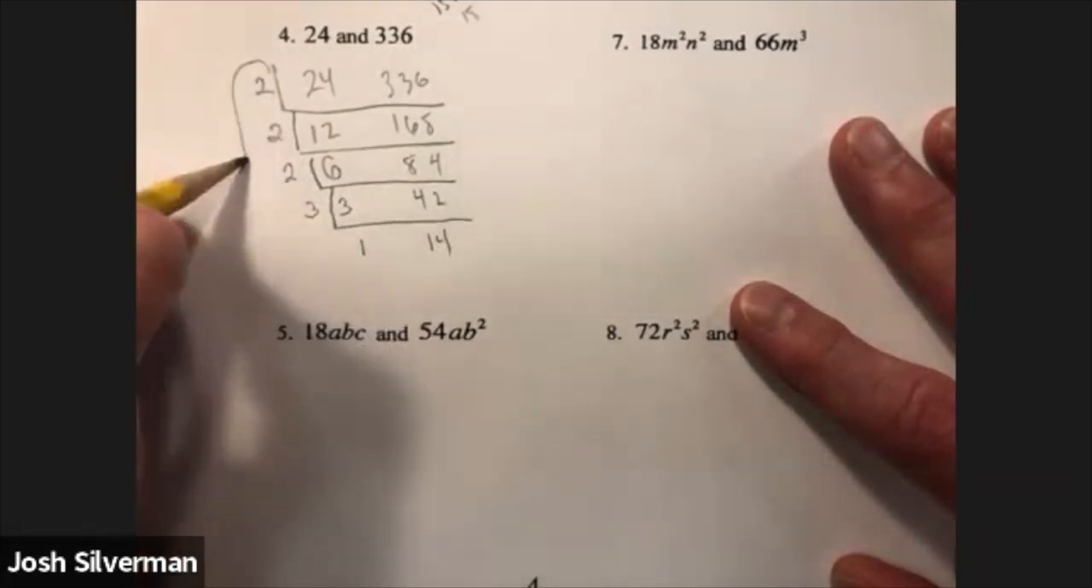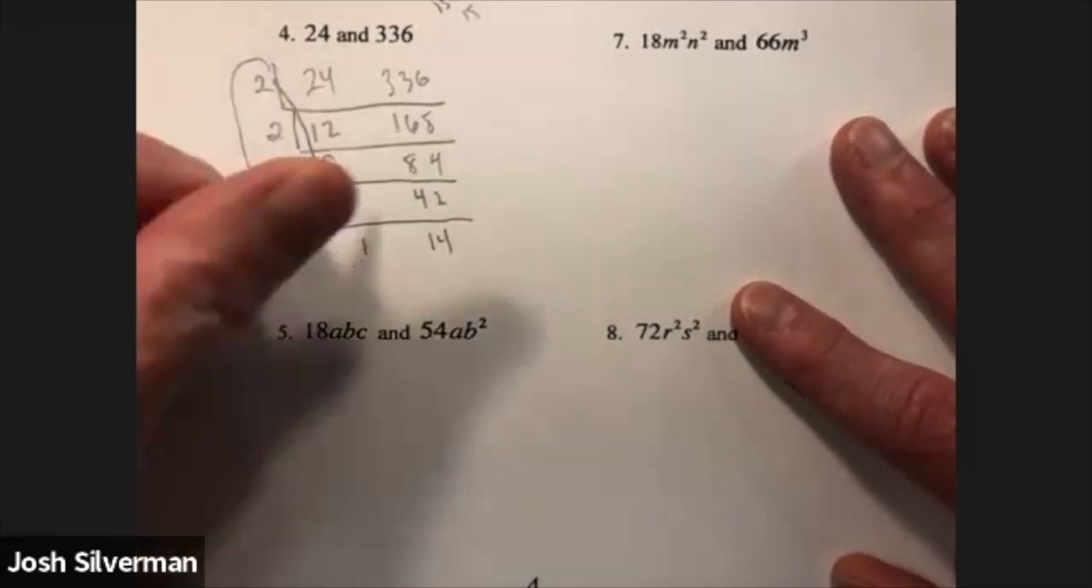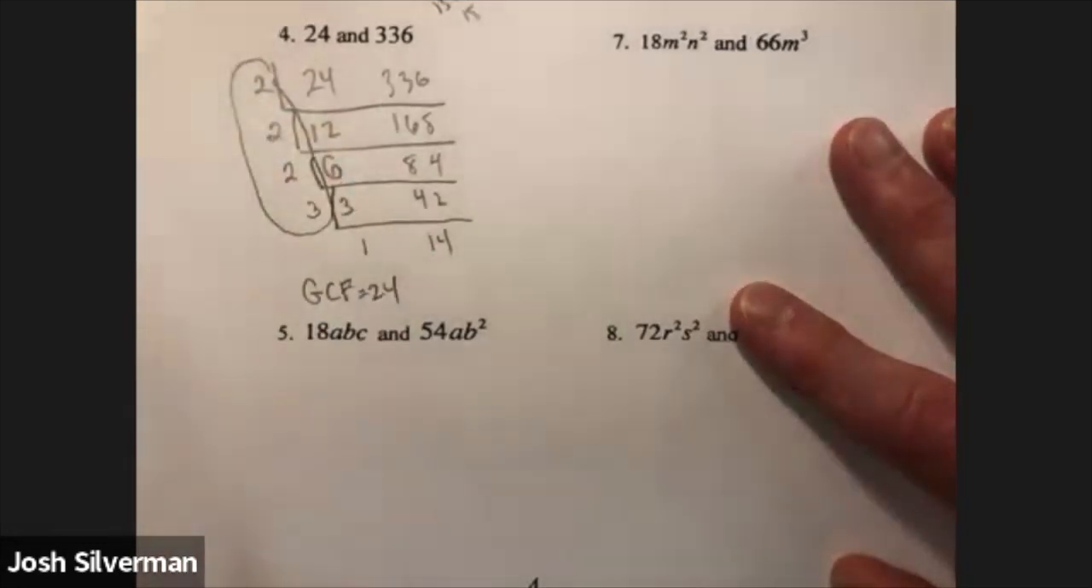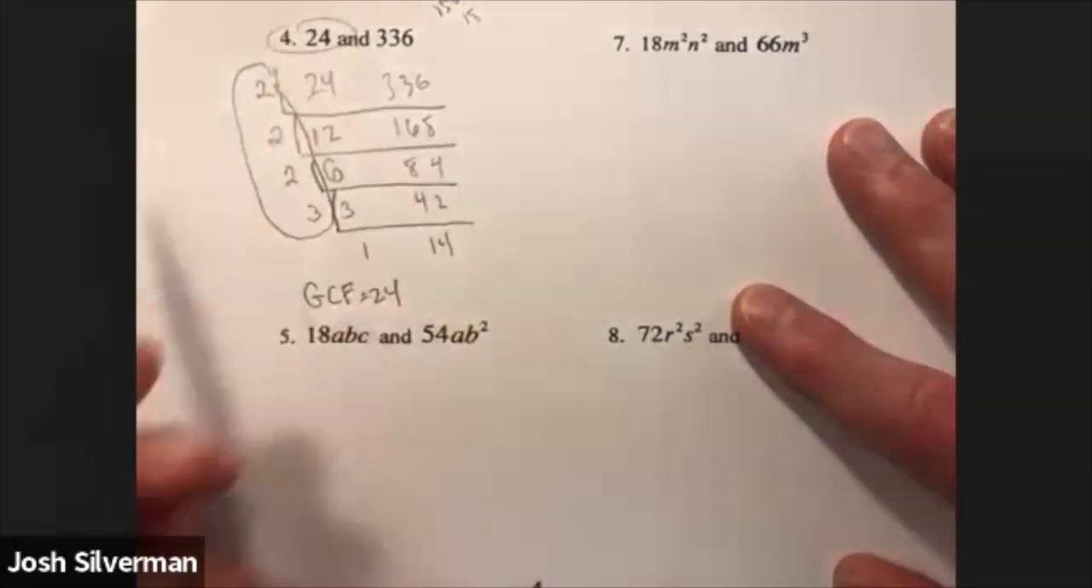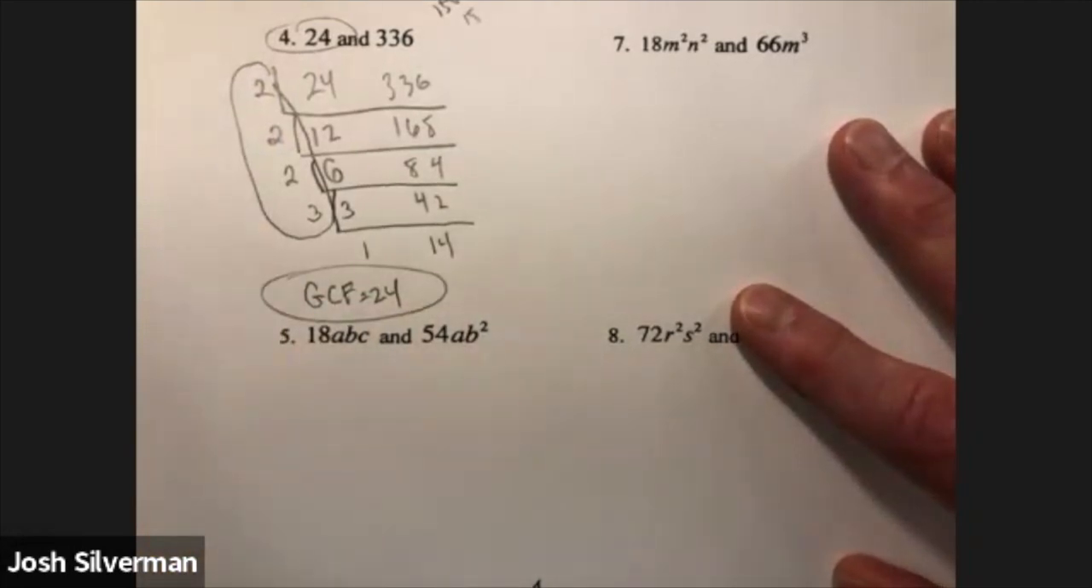Take all of these, multiply them together. 2 times 2 times 2 is 8. 8 times 3 is 24. So yes, if one of the numbers is 24, the GCF could actually be 24.